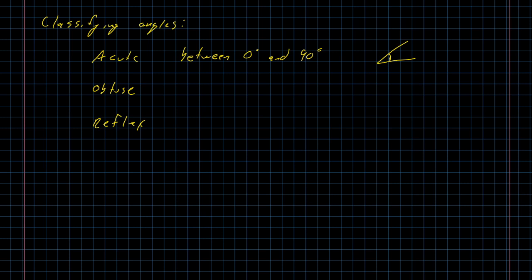An obtuse angle is between 90 degrees and 180 degrees. So maybe something like that. And a reflex angle is between 180 degrees and 360 degrees.